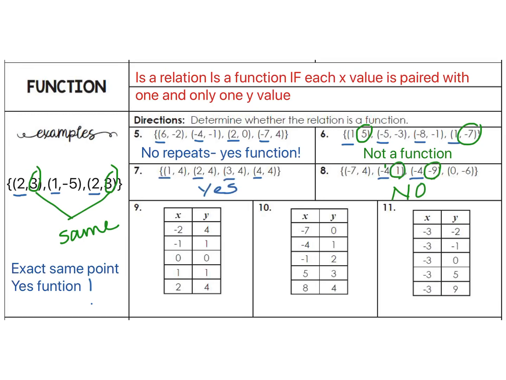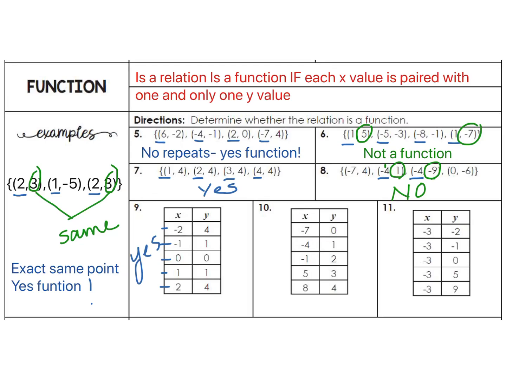All right, hopefully you came to the same conclusion that I did in examples 7 and 8. And I also want you to notice that wherever I see the problem, I'm circling it, and that's why I'm saying no. The x value -4 was paired up with a 1. Also, the x value -4 was paired up with a -9. So I circled what the problem was.